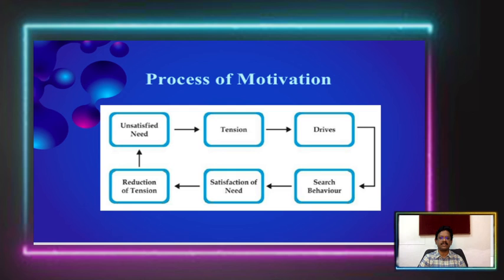Finally, we work out the behavior in such a way that you take a course of action and try to reach the ultimate end, meeting the need. Then you can see a reduction of the tension, and then again there is a need. The need again leads to tension, tension leads to drive, and drive leads to a search for behavior. In this way, you can see a cyclical activity that happens in the process of motivation in the mind of an entrepreneur, right?